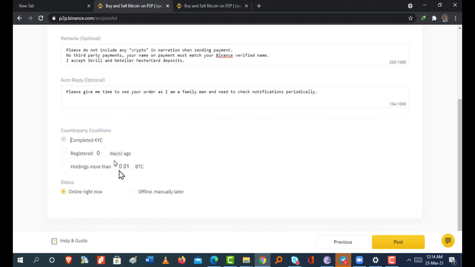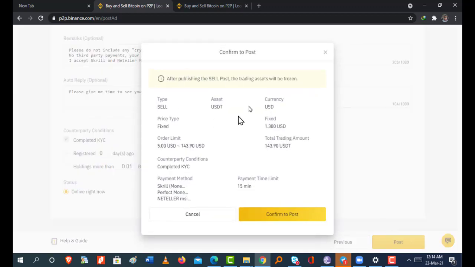Just be careful when you're transacting. Then your status online right now, offline, manually later. Okay, so I can click on post. So here it's going to give me the options to verify all of this. Then I can confirm post.